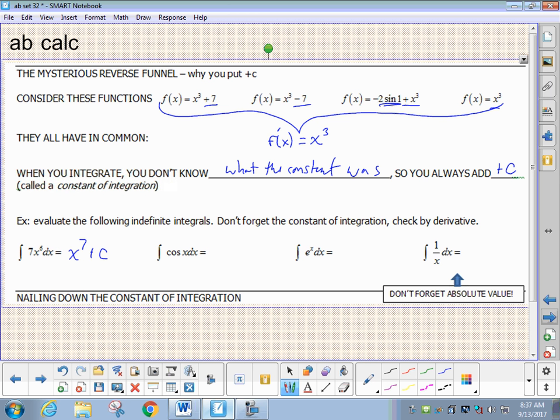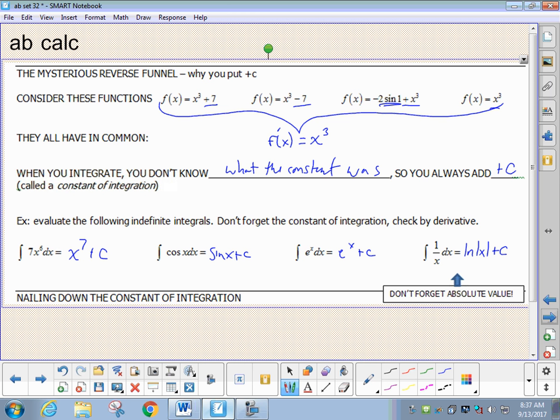This says the derivative is cosine. What was the original? Sine. The derivative was e to the x. What was the original? e to the x dx. Again, could have been a constant there. And this is the great gotcha. Okay? The derivative was 1 over x. What was the original? Okay, natural log of the absolute value of x plus c.